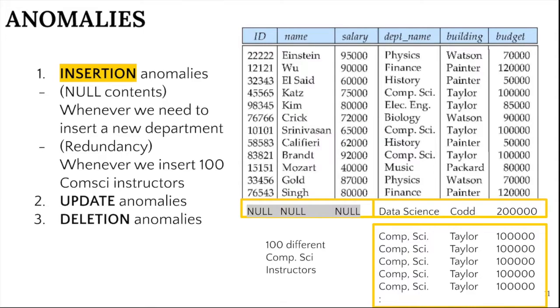The second type of insertion anomaly is when we insert 100 different ComSci instructors. Suppose we became an institute and we have 100 instructors. The problem with this table is that we have 100 different rows of ComSci, Taylor, 100,000. So, there is already redundancy of information.